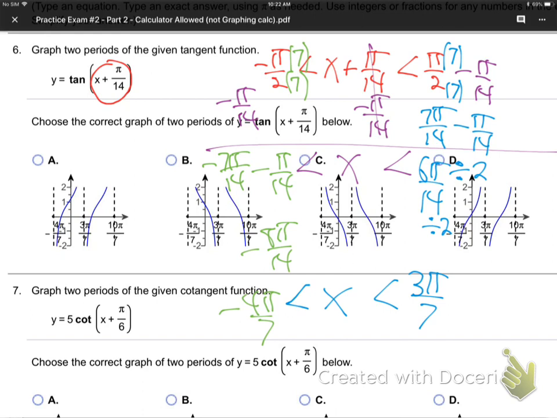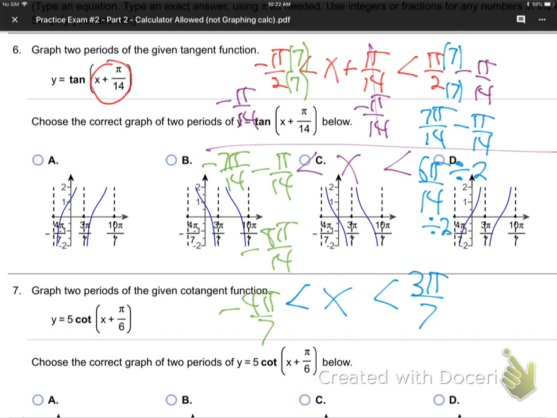So that means there should be a set of asymptote lines between negative 4 pi over 7 and positive 3 pi over 7. So where do you see a set of asymptote lines between those? Well, a lot of them have that. They pretty much all have that. I guess that did nothing for us. All right, they all have that. So what then? How do we find it?